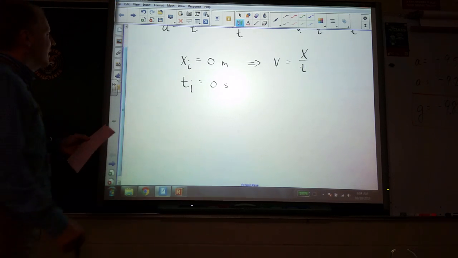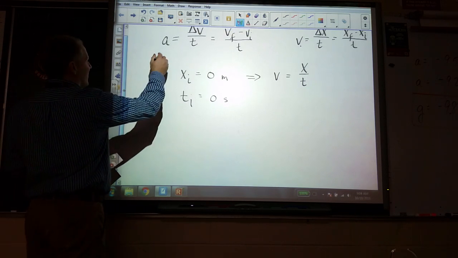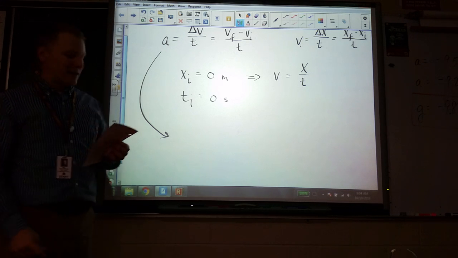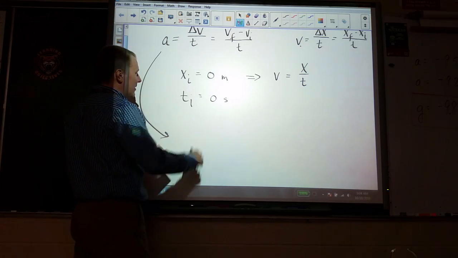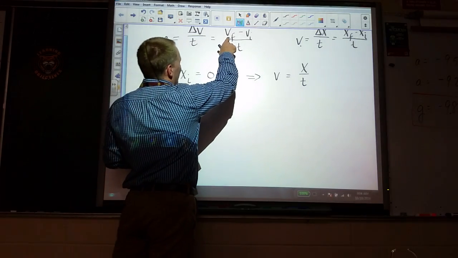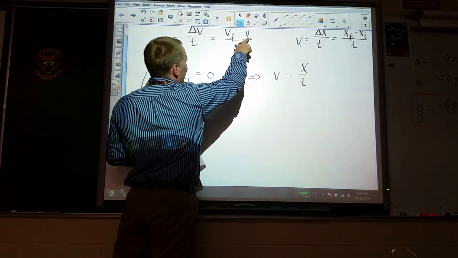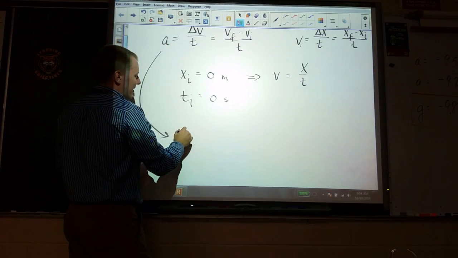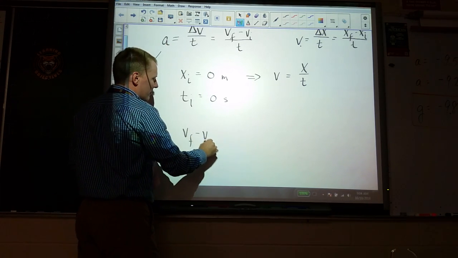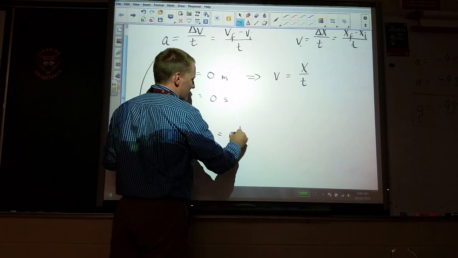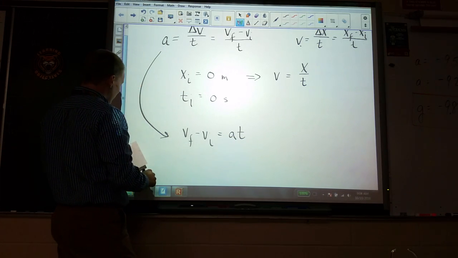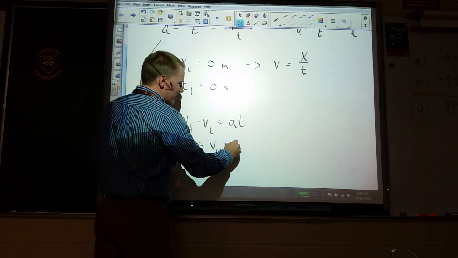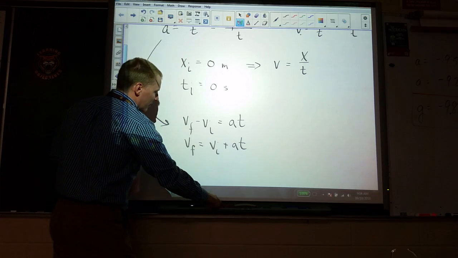So let's look at this equation. We're going to rewrite this in a little different form. It means the same thing. But if we've got that acceleration is equal to final velocity minus initial velocity over t, we can multiply both sides by t and get that the final velocity minus the initial velocity is equal to the acceleration times time. Or that the final velocity is equal to the initial velocity plus the acceleration times time.